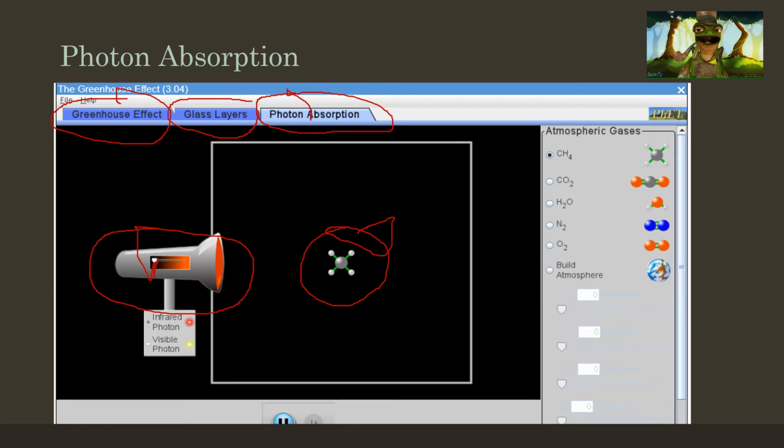You can change molecules, for example, CO2, and I'll ask you to do that in the lab manual, or H2O, and that's nitrogen, which is abundant in your atmosphere, and there's oxygen. And there's another option too where you can manually build an atmosphere based on instructions in the lab manual, or you can just mess around. So first, let's look at what your photon activity would be when you first started.